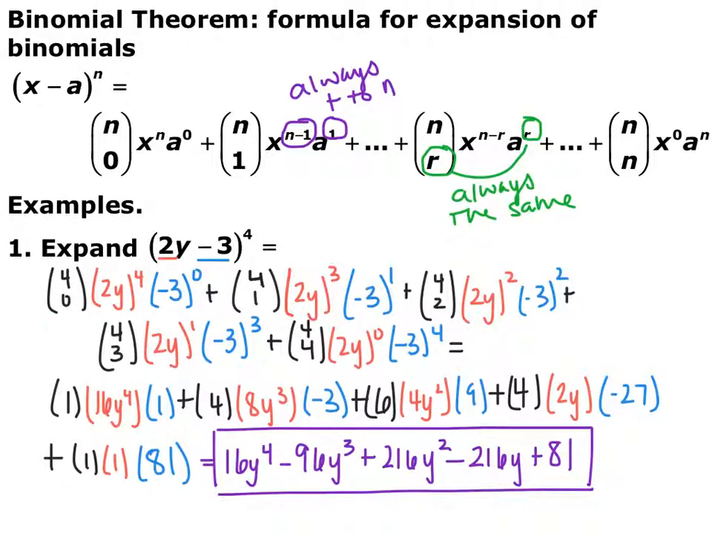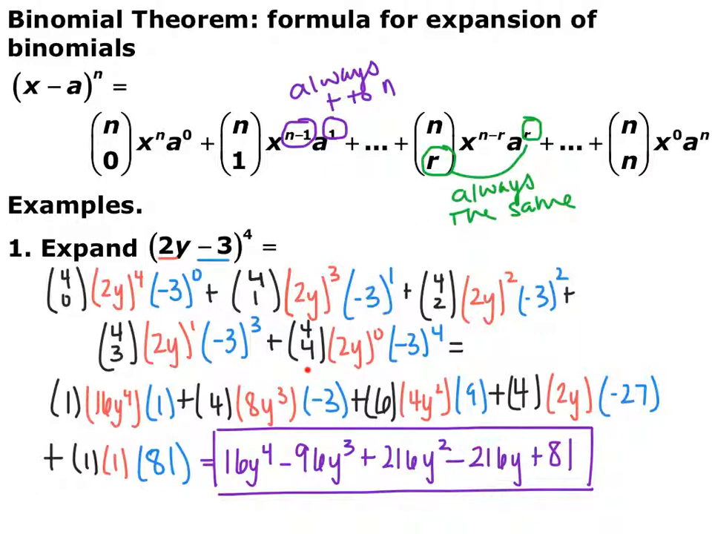So 4 choose 0 times (2y) to the 4th times (−3) to the 0 would be 1 times 16y to the 4th times 1, which is just 16y to the 4th. 4 choose 1 times (2y) cubed times (−3) to the 1st would be 4 times 8y cubed times negative 3, which is negative 96y cubed. 4 choose 2 times (2y) squared times (−3) squared is 6 times 4y squared times 9, which is 216y squared. 4 choose 3 times (2y) to the 1st times (−3) cubed is 4 times 2y times negative 27, which is negative 216y.